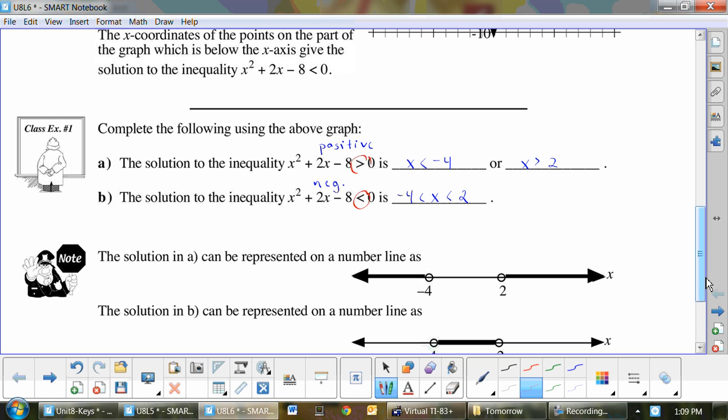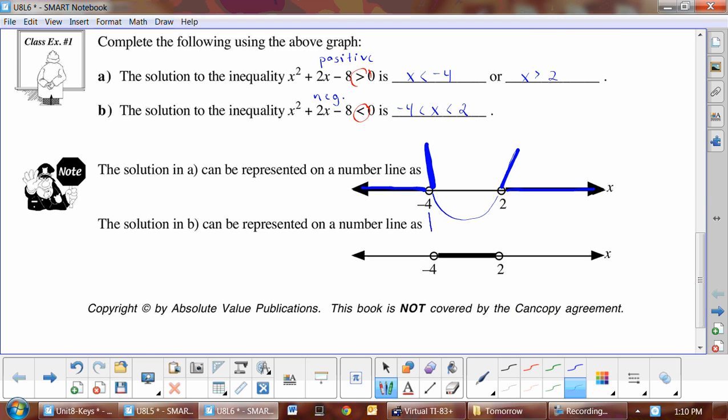A couple of questions on your homework need you to know how to do it on a number line. The first one, where it's greater than 0, is this part of our number line. When you're doing these, you can even draw a little sketch of the graph and look at it. Because it's not equal, we'll have open circles here. Same for this one. When the graph is less than 0, we know that's this part here, so it's going to be this part of our number line.